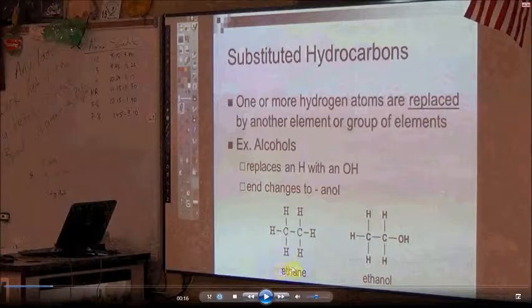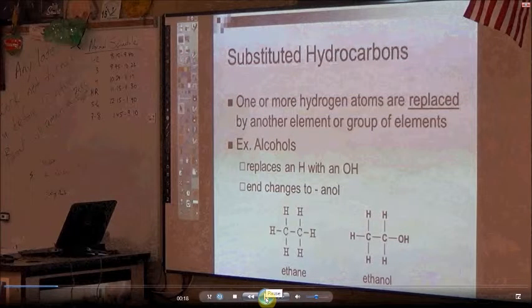So that's ethane. But if we were to swap out one of those H's with an OH, for example, that's going to make it an alcohol. So now we can have ethanol. And you could have that whole list as well: propanol, butanol, pentanol, etc. So those are substituted hydrocarbons.